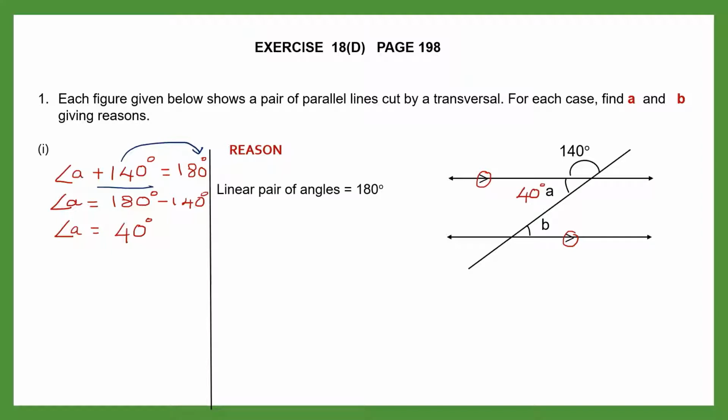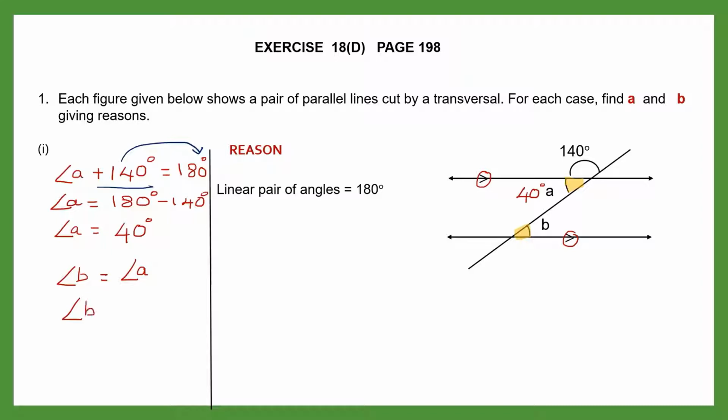Now that we have found A, see whether you can find B by looking at A. What is the relation between A and B? Look carefully and see. If you look at this angle A and this angle B, can you see that they are interior alternate angles? They are interior alternate angles. And what do we know about interior alternate angles? They are always equal. So angle B will be equal to angle A. Why is it so? Because they are interior alternate angles.